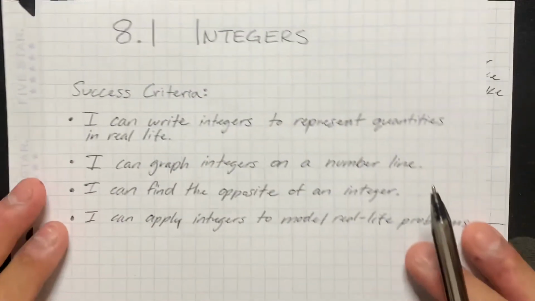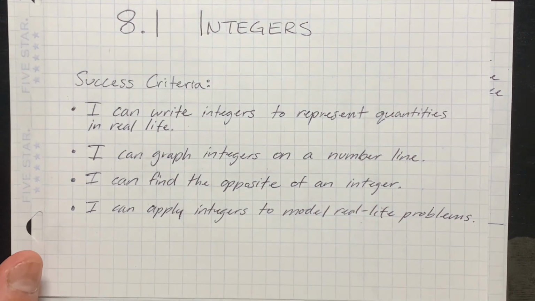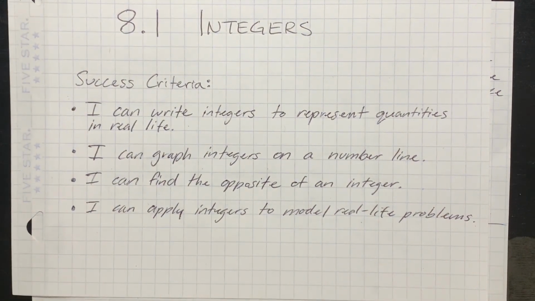So there we go, my friends, and that's all we have to do with integers. Pretty basic, straightforward, and a lot of fun. By now, you should be able to write integers to represent quantities in real life. You should also be able to now graph integers on a number line, vertical number lines, horizontal number lines, basically your X and Y axes. And also, you should be able to find the opposite of an integer and apply these integers to model real life problems. And don't forget, students, to ask questions, and we're here to help you guys.